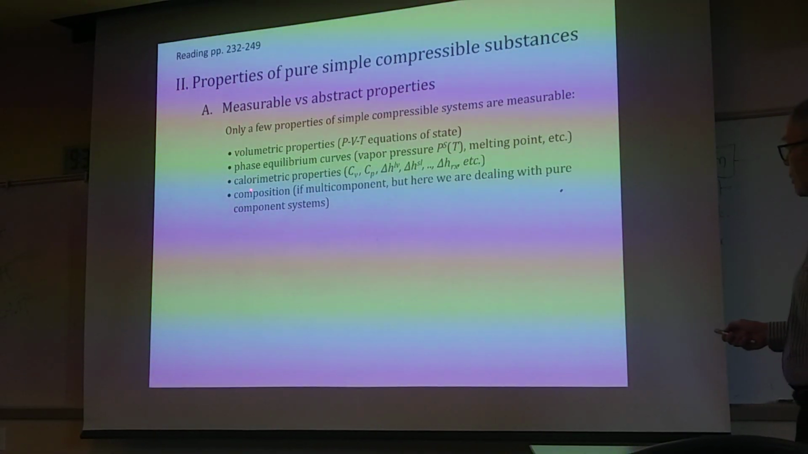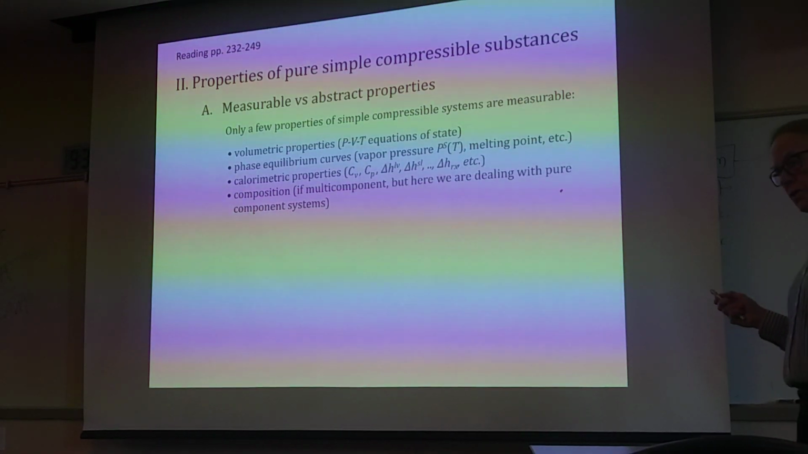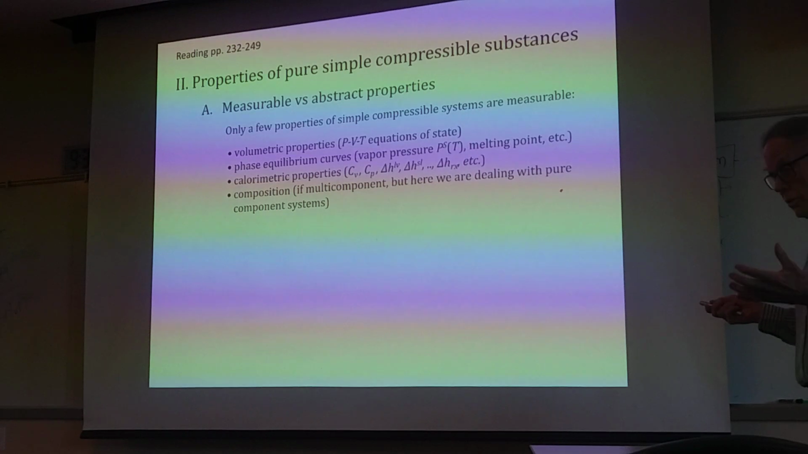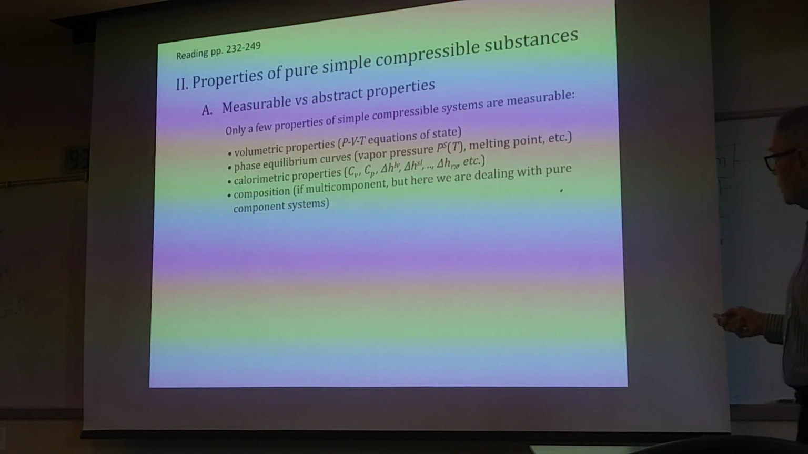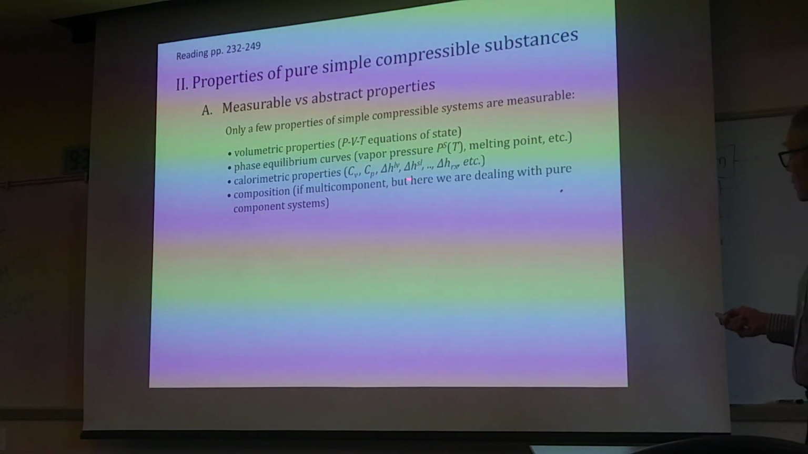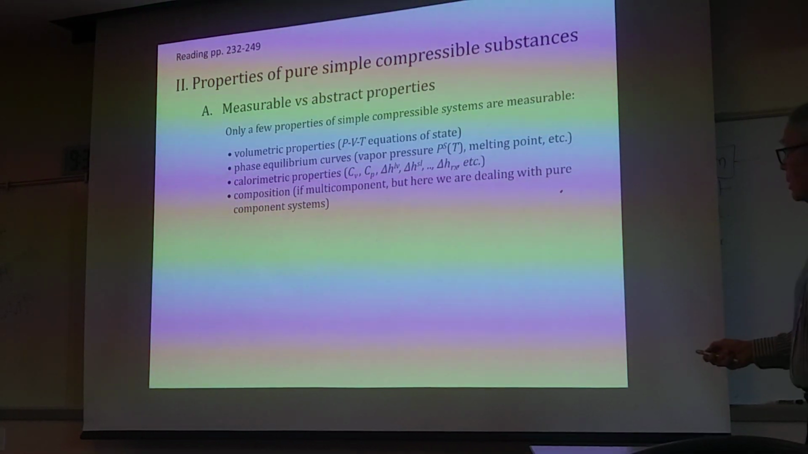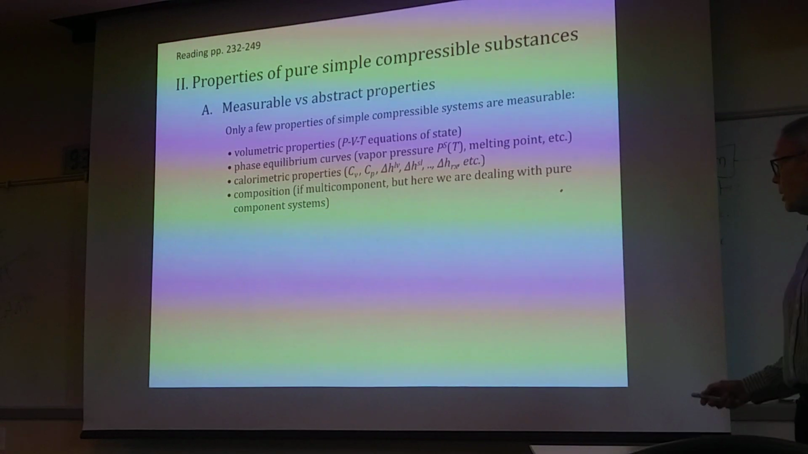And we can do calorimetric measurements. We can measure the heat capacities. Normally that's either a heat capacity at constant volume or constant pressure, but it can be something else as well. And we can measure heats of phase change. This is the liquid vapor phase change, or it could be the heat of melting. Could be other phase changes. And we can measure heats of reaction. So that constitutes the calorimetric properties that we can measure in the lab.